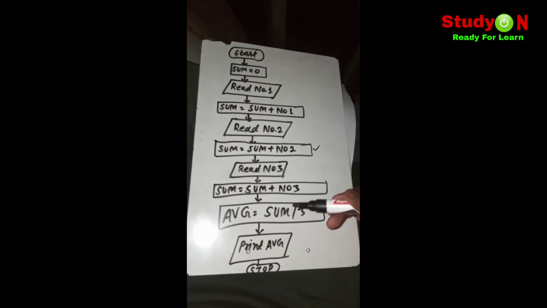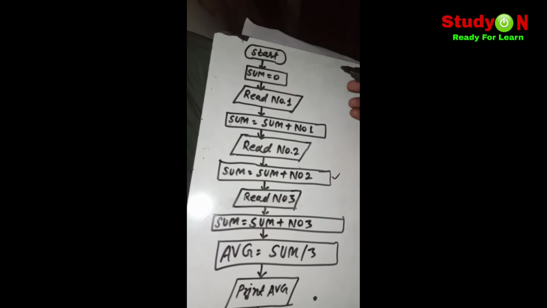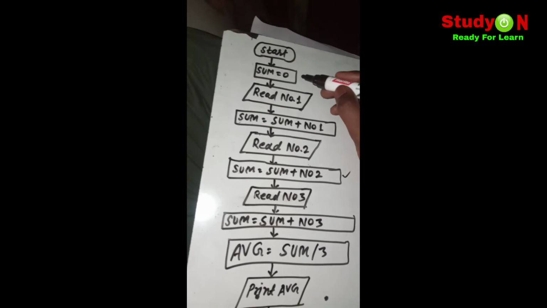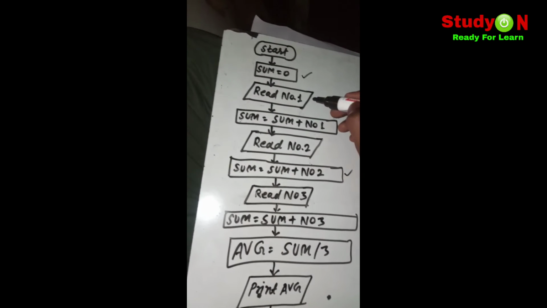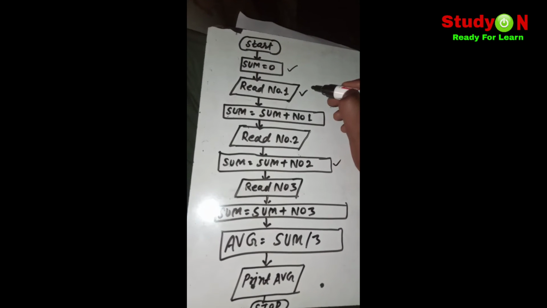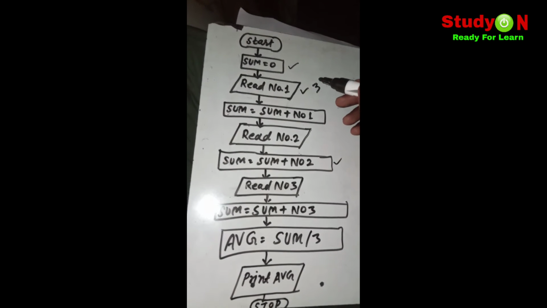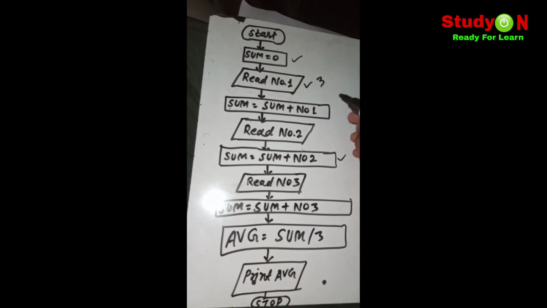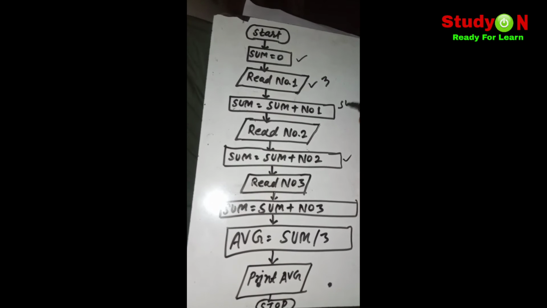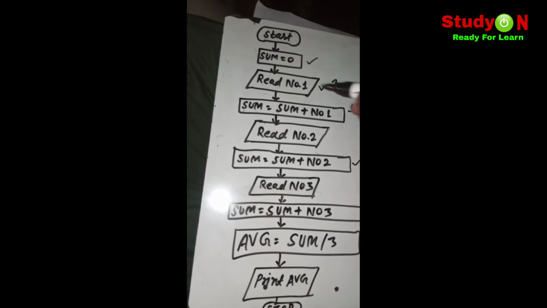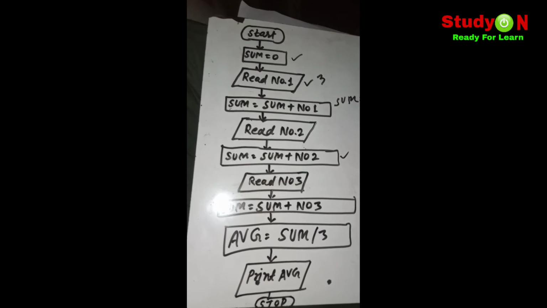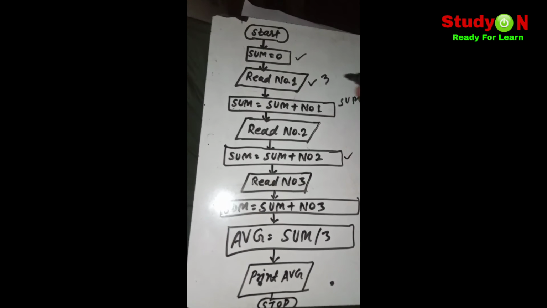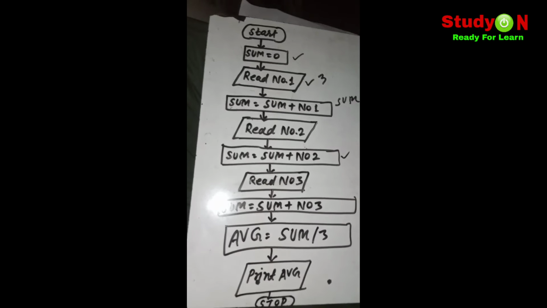Let us understand this flowchart with an example. We have to take three numbers. Firstly, we initialize sum equal to 0. Then we read number 1; we are taking 3 as number 1 as input. Then sum equal to sum plus number 1, that is the initialized sum 0 plus number 1, which is 3. So 3.